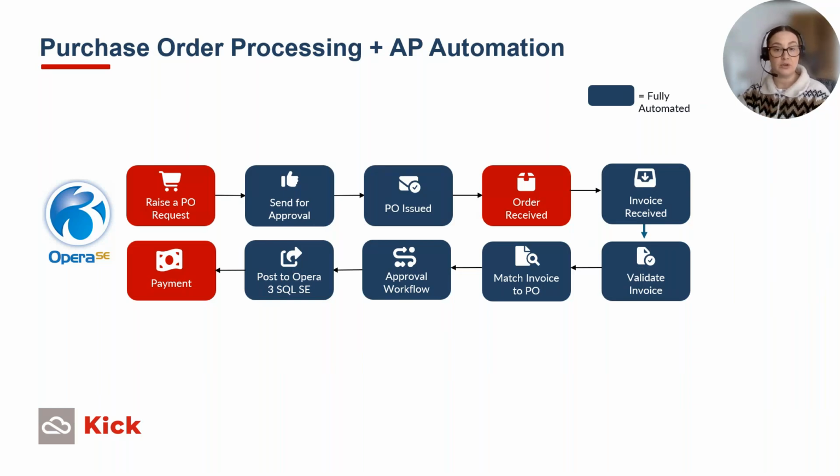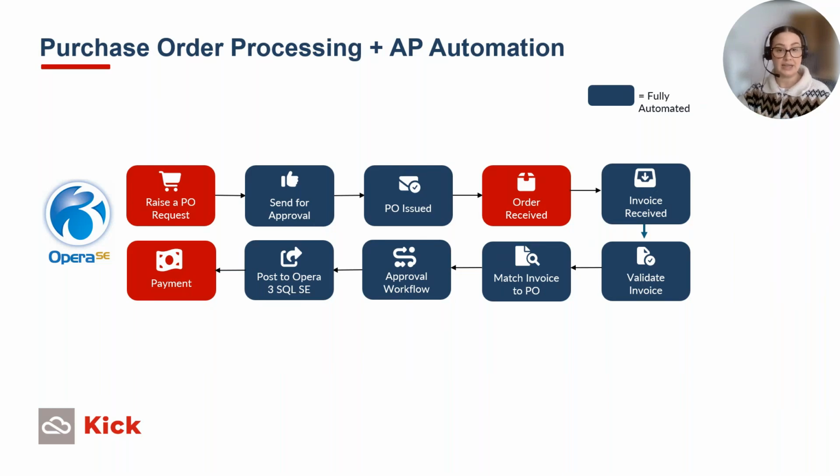Approvers can be notified instantly via email, and they can review and approve that request within AP automation from any browser on any device. They'll be able to see all the key information so that they can make an informed decision about approving that request very quickly. Once approved, that request is converted into a purchase order, and the PO is issued automatically out to the supplier.